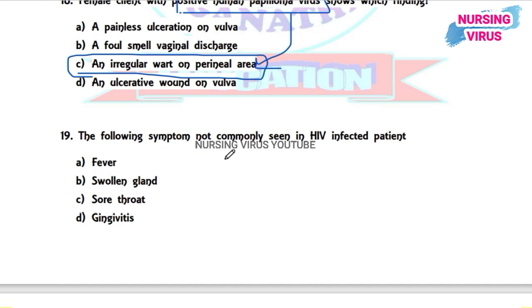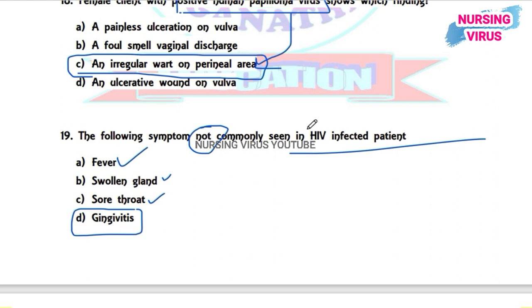The following symptom is not commonly seen in HIV infected patients. So we need to note down what is not seen in the HIV patient. Fever can be seen, swollen glands can also be seen, and sore throat can also be seen. So gingivitis is less common in case of HIV patients. So the correct option is gingivitis.